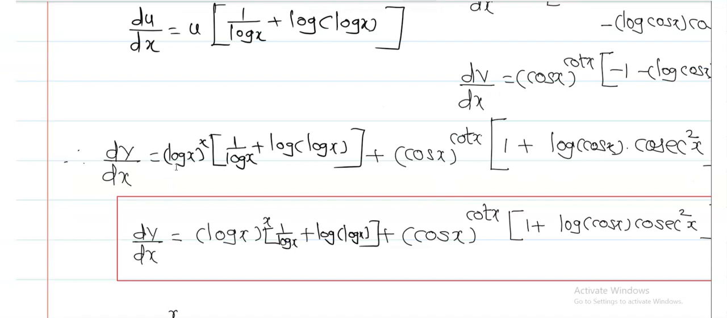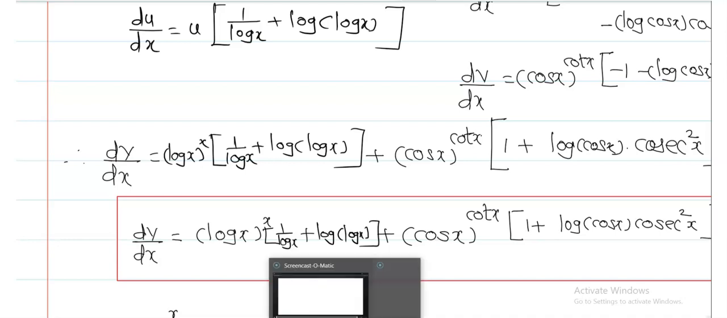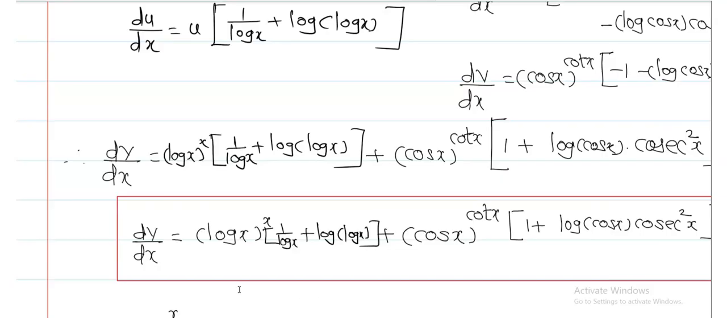That is, dy by dx is equal to log of x raised to x in bracket 1 plus 1 upon log x plus log of log x, plus cos of x raised to cot x in bracket 1 plus log of cos of x into cosec square x. Now we'll start the next example.